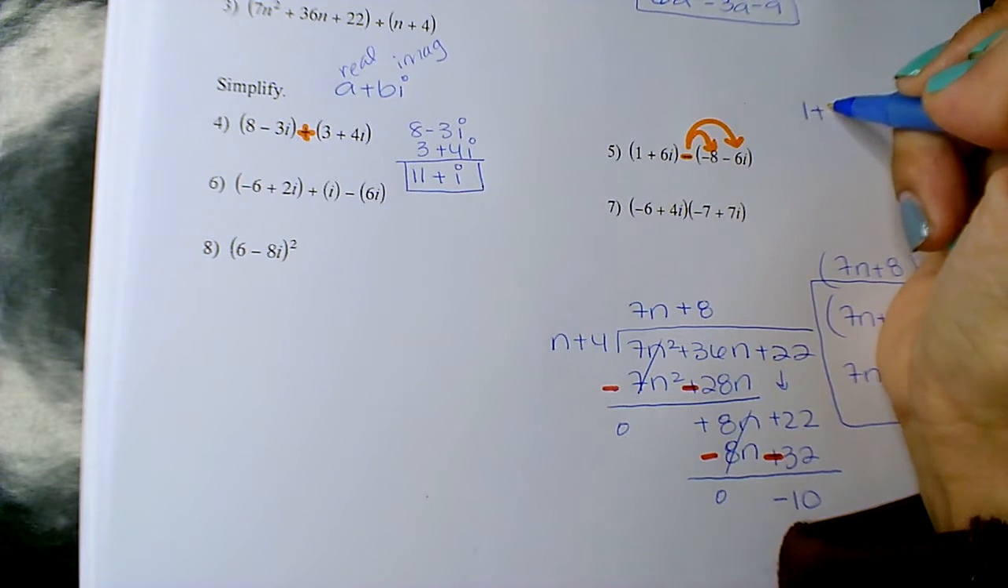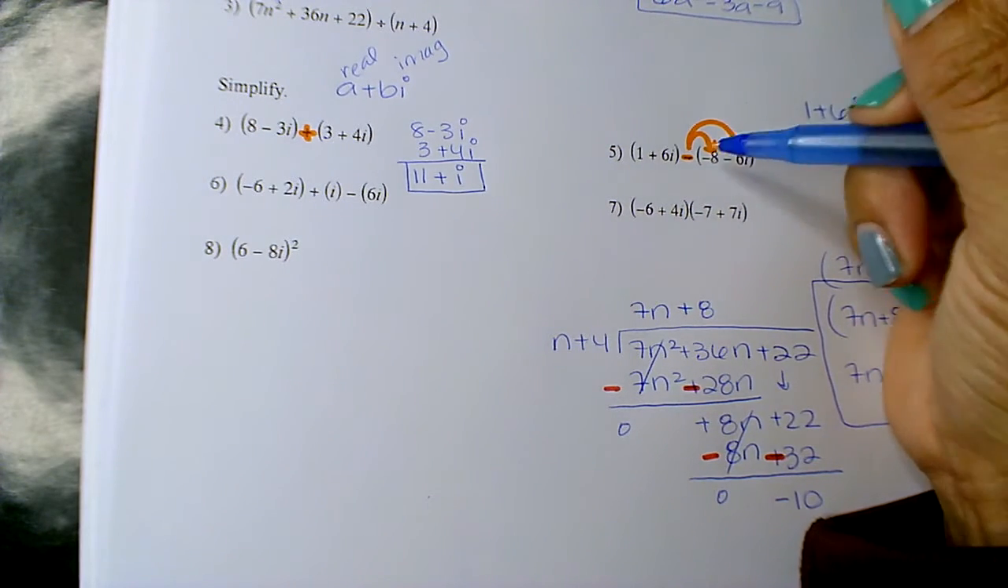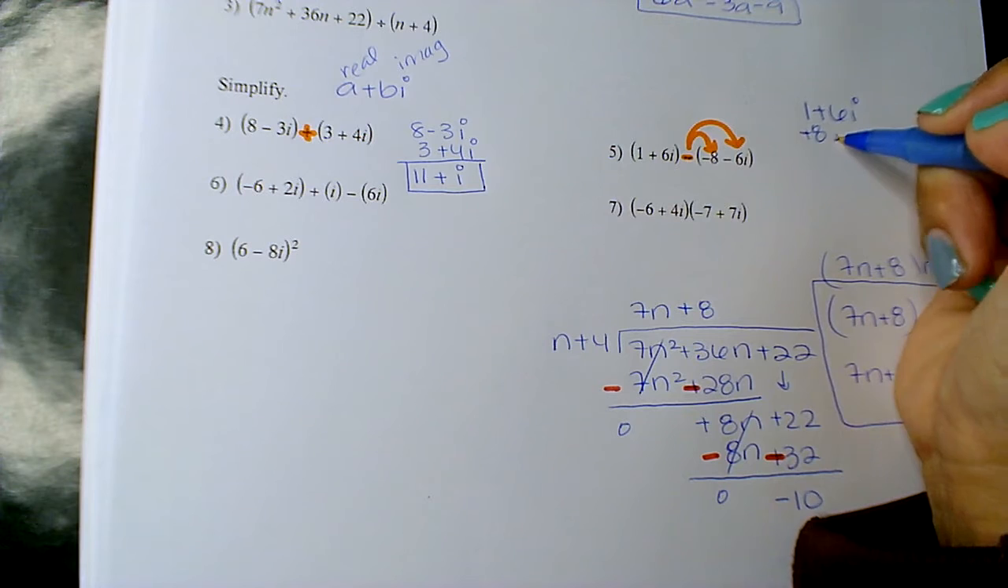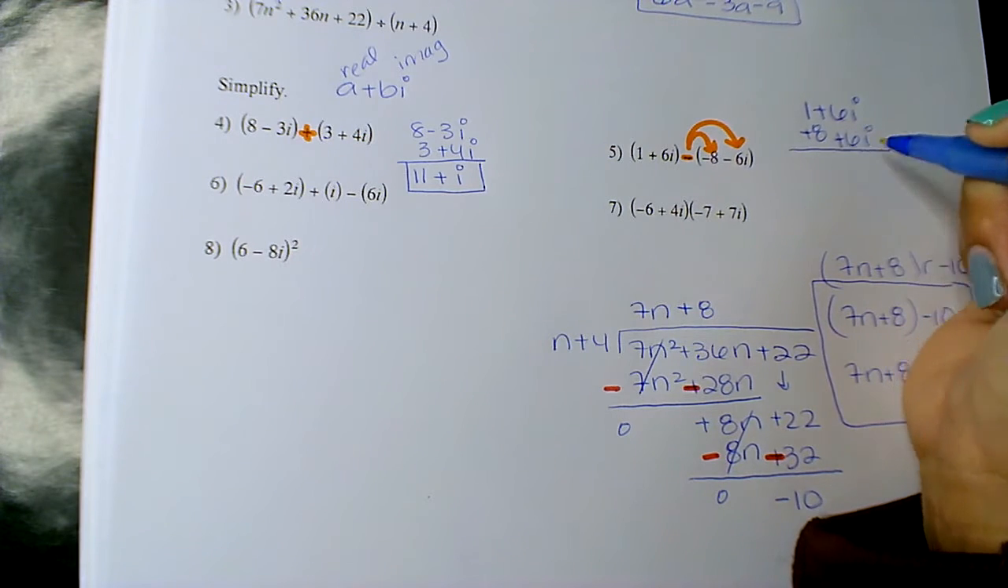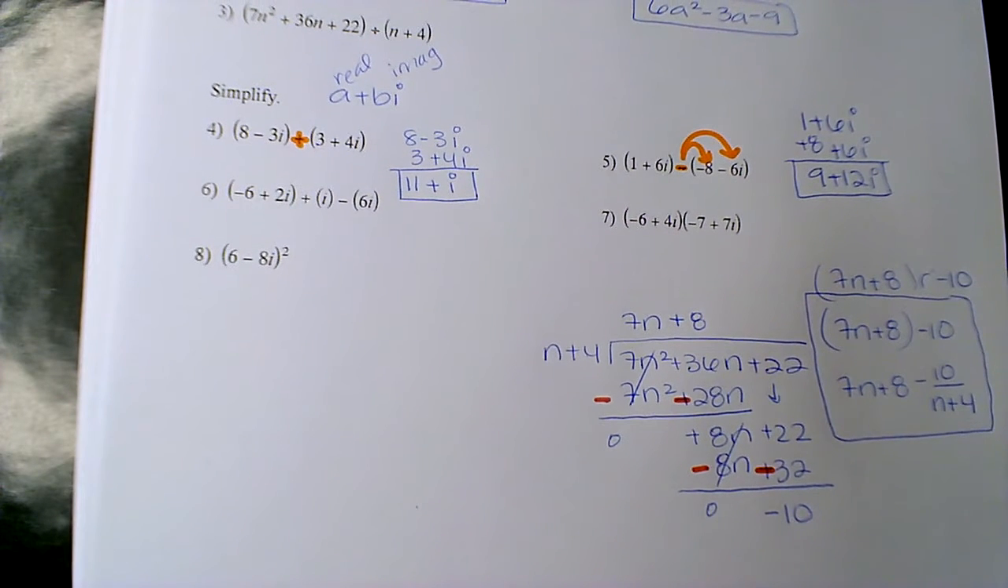I get 1 plus 6i. A negative times a negative is a positive. A negative times a negative is a positive. Wait, now I did that right. I thought I wrote 2i. Okay, keep going? Yes. All right.